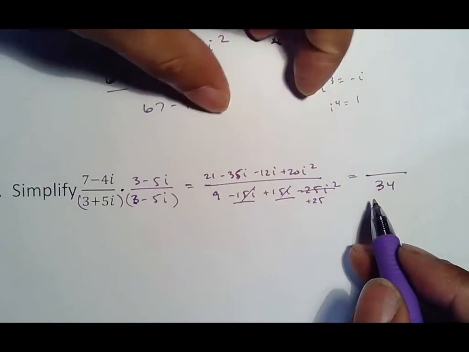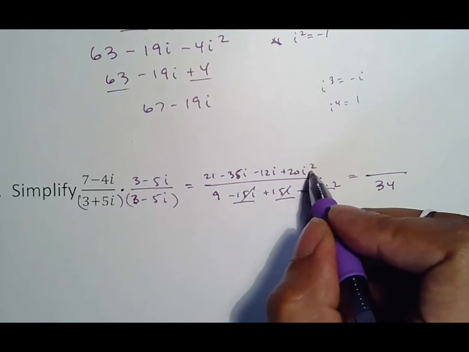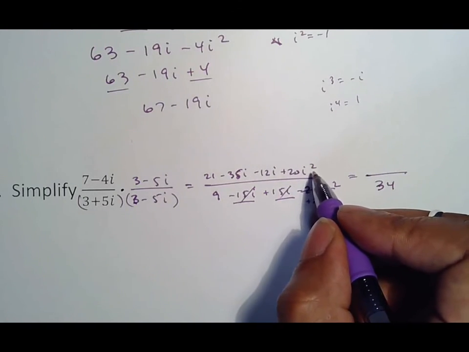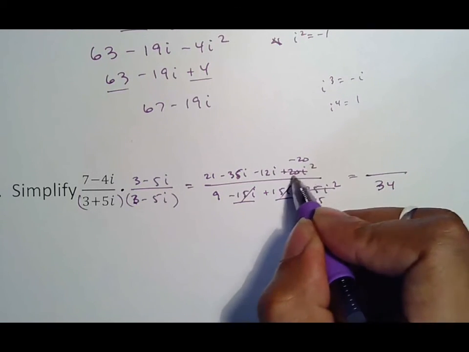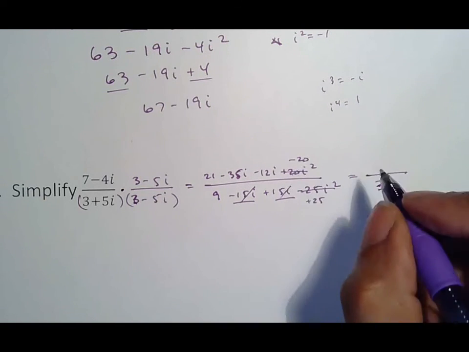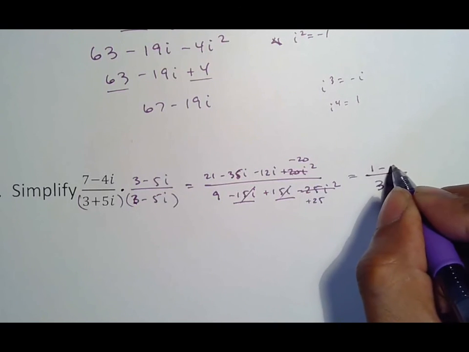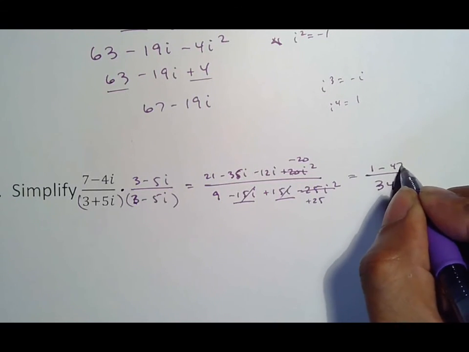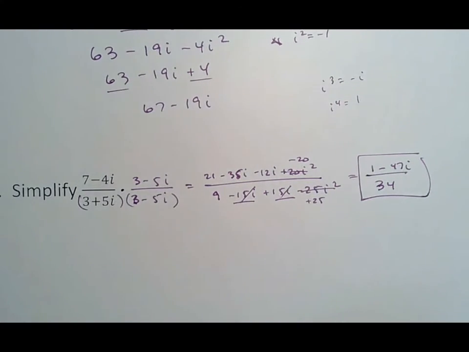The only thing we have to do now is simplify the top. And so the i squared being -1 means that this is actually a -20, because again it's 20 times -1. 21 minus 20 is 1. And then these two things make minus 47i. And that would be your conjugate.